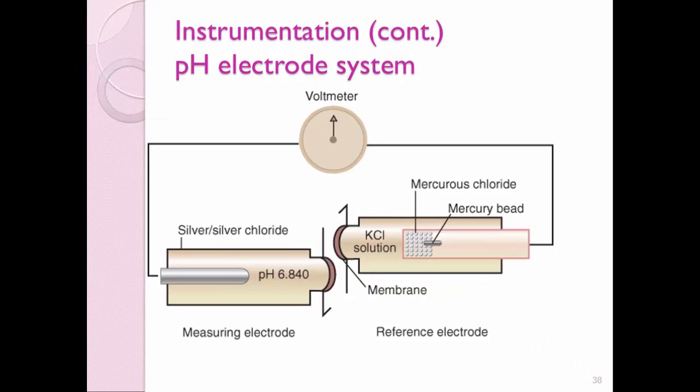Here's an example of a pH electrode system. This is figure 18-6 on page 394. You see it has a reference electrode or reference half cell and a measuring electrode. And notice that it has an electrolyte solution in it. So occasionally you have to resupply that electrolyte solution.